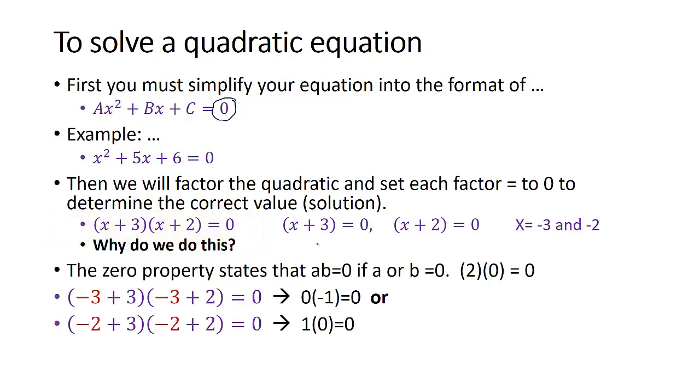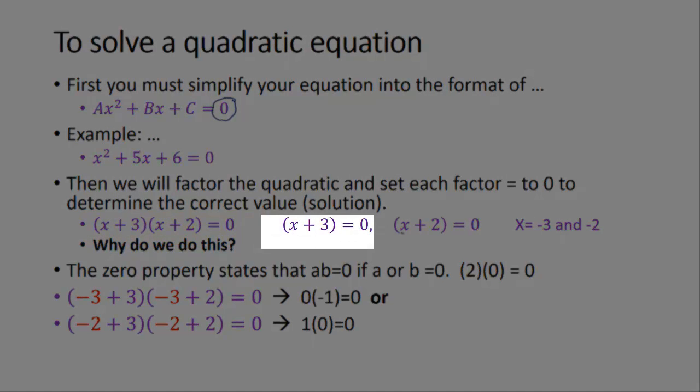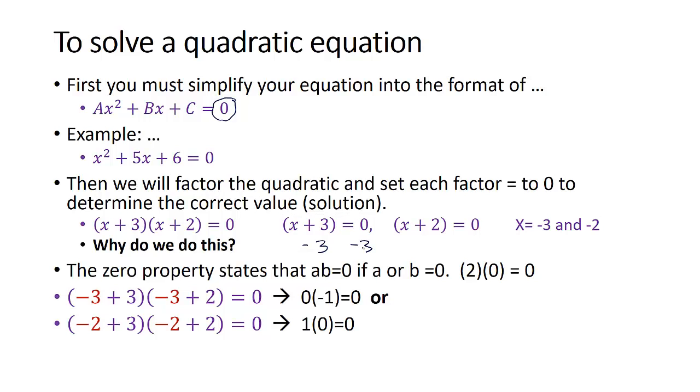So I've set them up separately. x plus 3 equals 0. x plus 2 equals 0. And I'm going to simply solve for x. So by subtracting 3 from both sides here, I get x equals negative 3. By subtracting 2 from both sides on this equation, I get x equals negative 2.